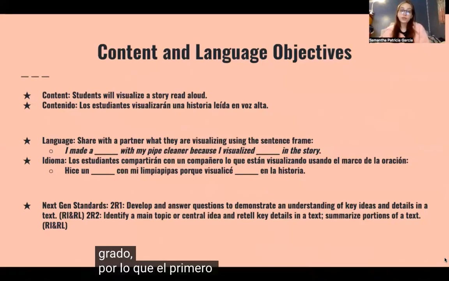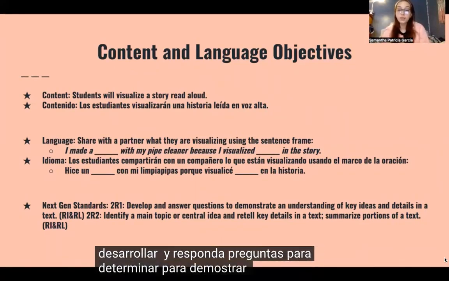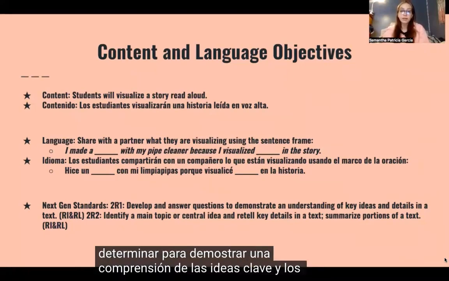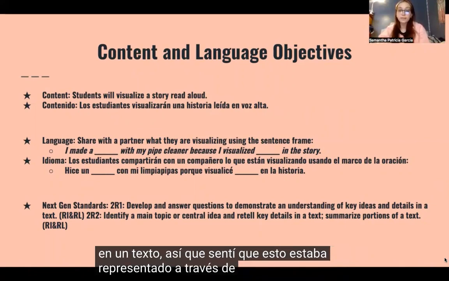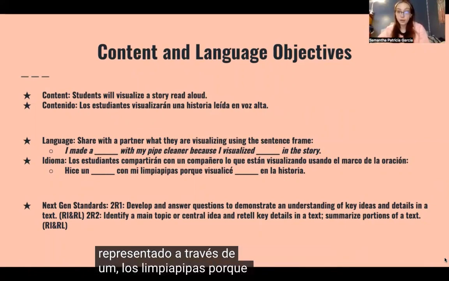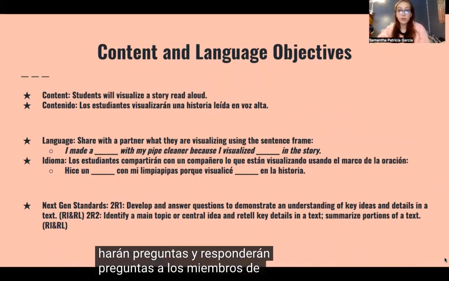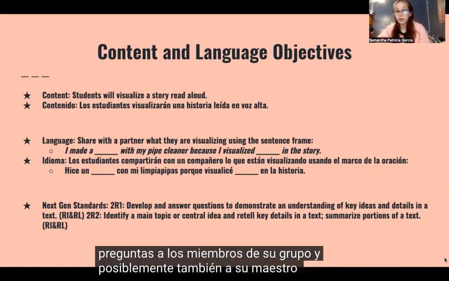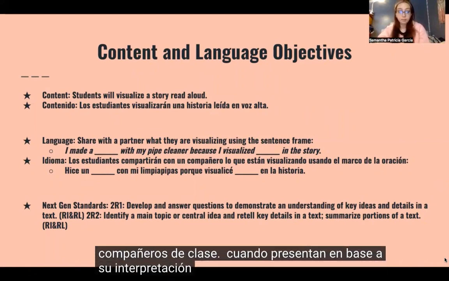And the next generation standards that I feel best fit fall under second grade. The first one is 2R1, which is to develop and answer questions to demonstrate an understanding of key ideas and details in a text. I felt that this was represented through the pipe cleaners because students will be asking and answering questions to their group members and possibly their teacher as well and their classmates when they present based on their interpretation.